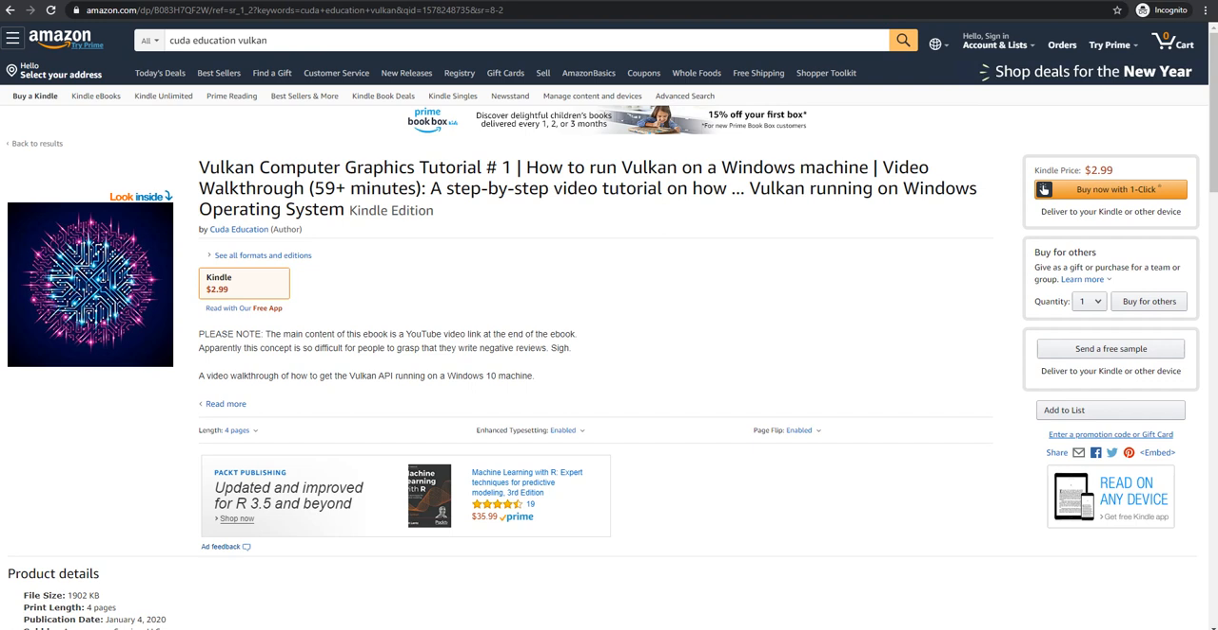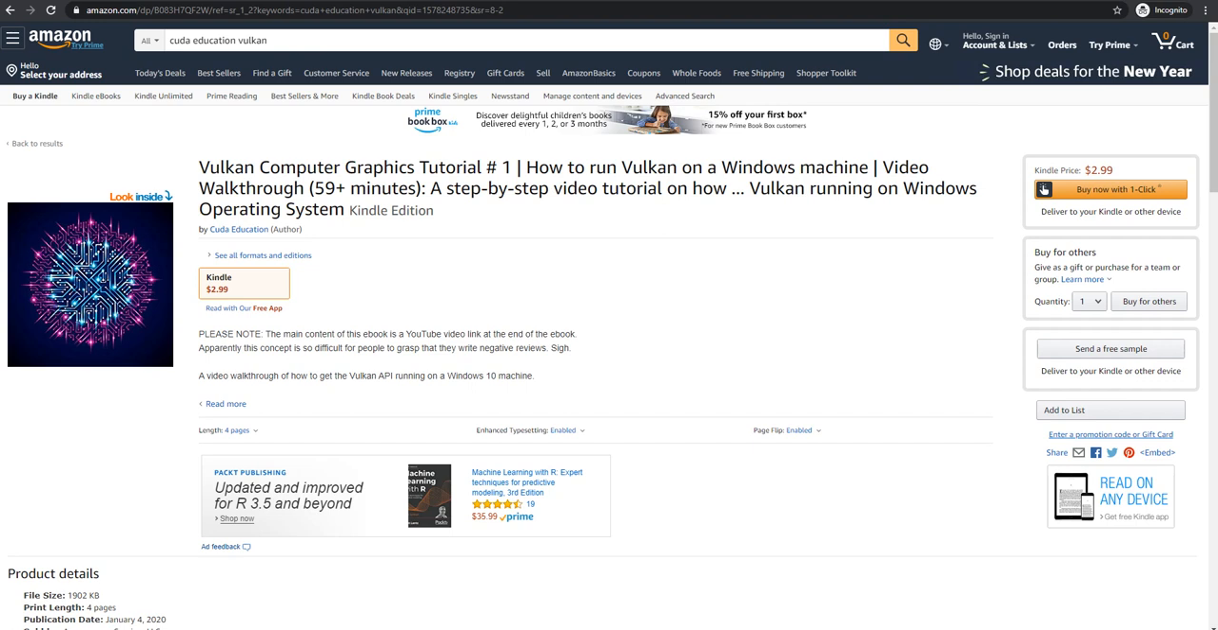For those that don't know, Vulkan is the next evolution of OpenGL. It gives you more control over hardware, specifically over the GPU. It gives you more opportunities to take advantage of parallel processing, and basically optimizing your computer graphics application so that it runs faster and it runs smoother and all that good stuff.